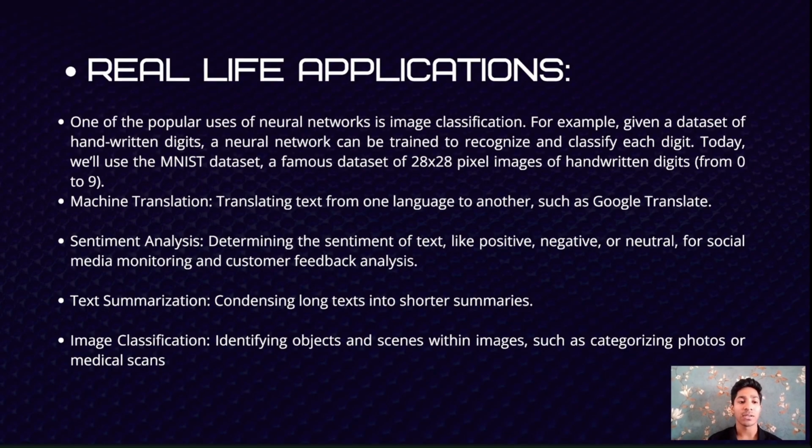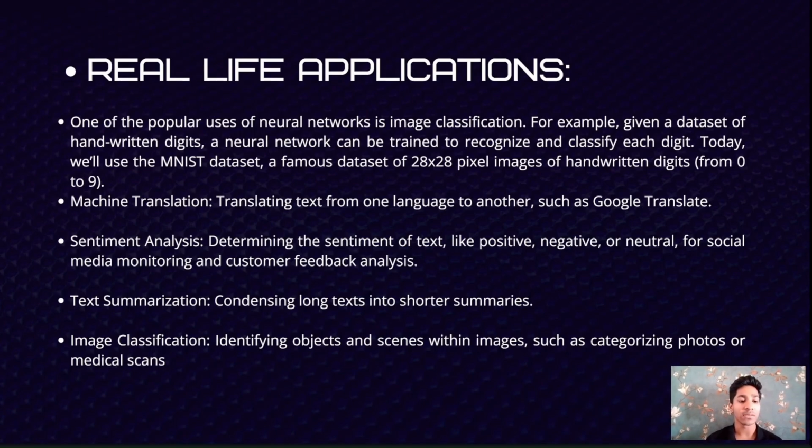Then there are certain real-life examples, or applications, of neural networks as well. First, one of the most popular is image classification. For example, given a dataset of handwritten digits, a neural network can be trained to recognize and classify each digit. Today, we'll use the MNIST dataset, a famous dataset of 28 by 28 pixel images of handwritten digits.